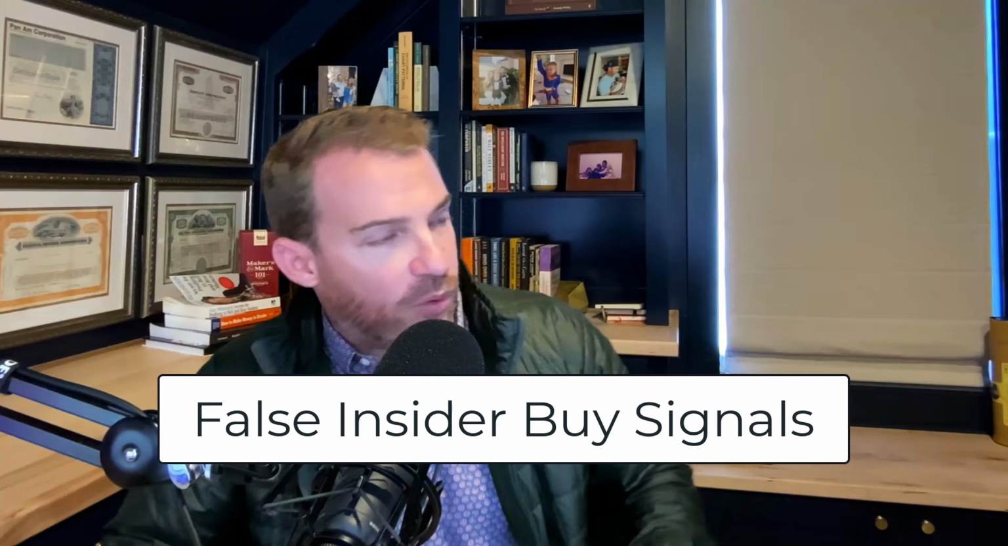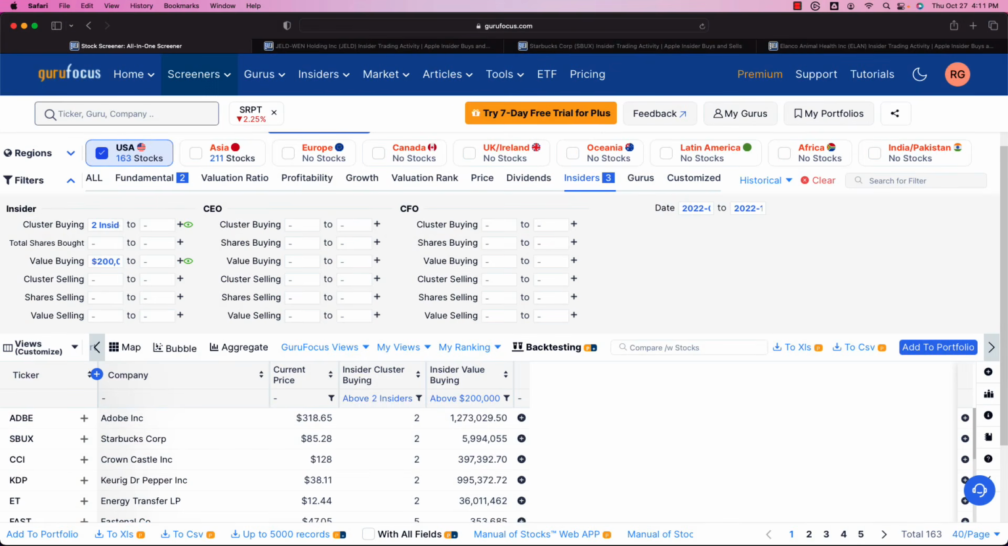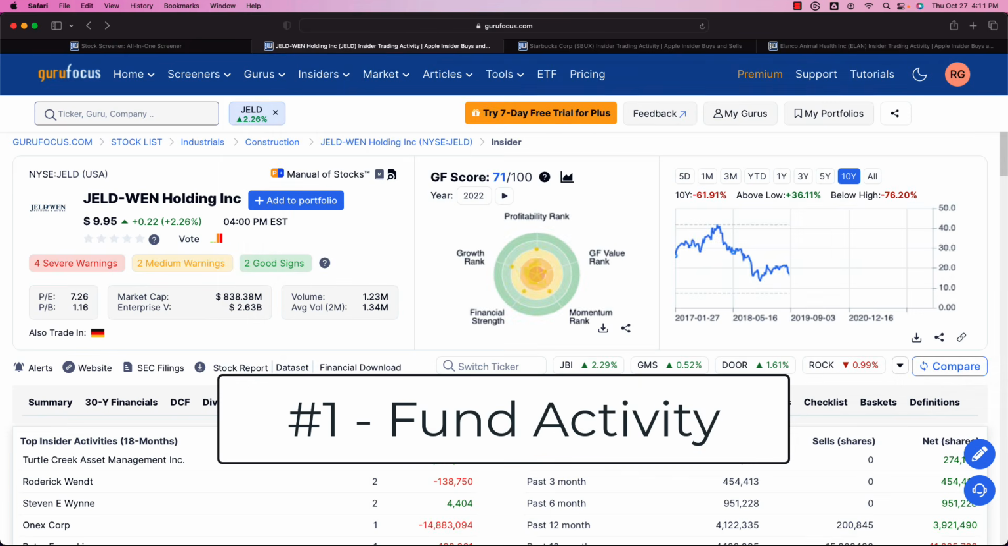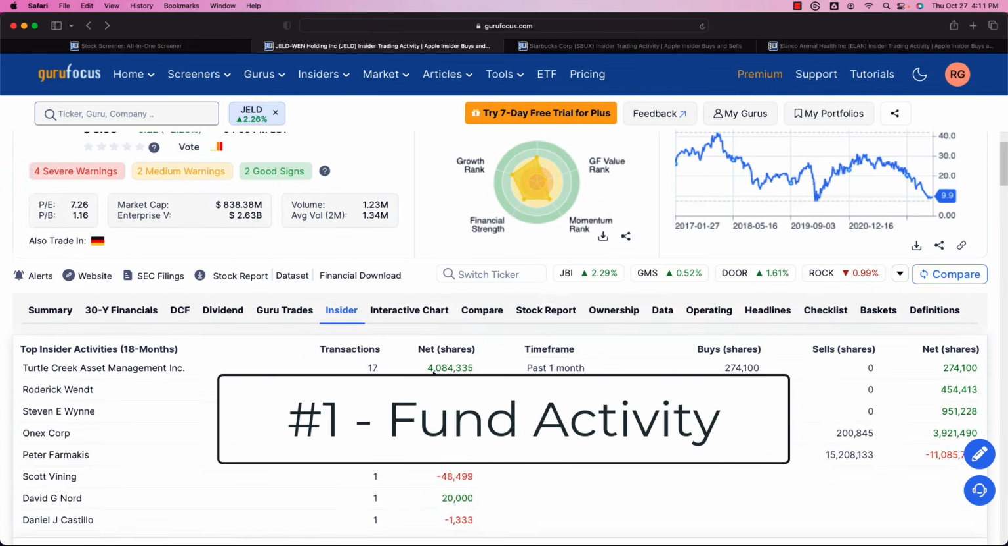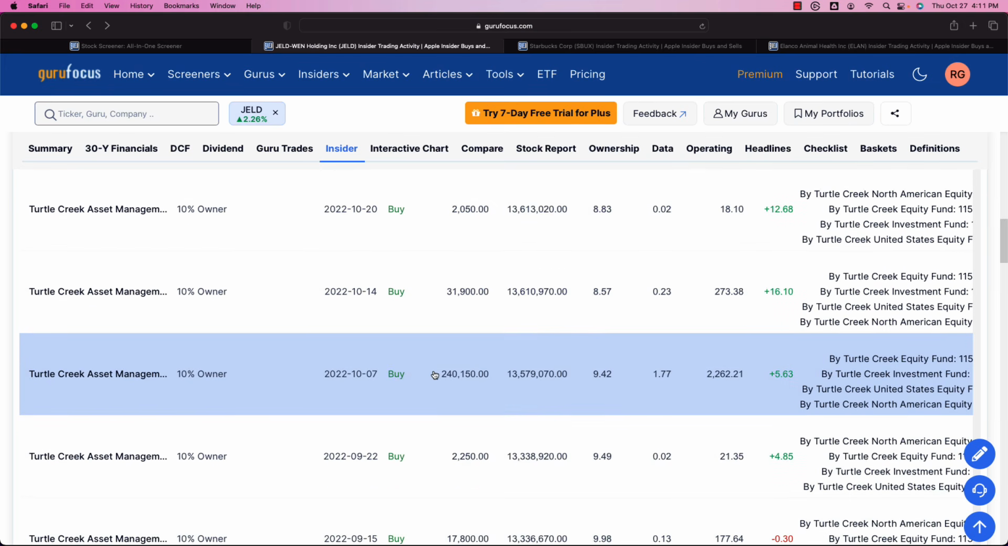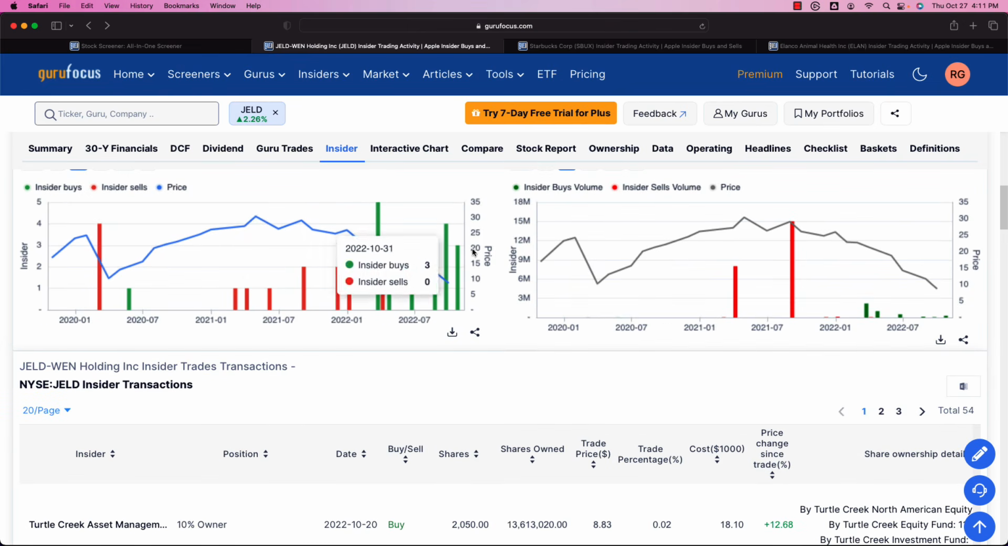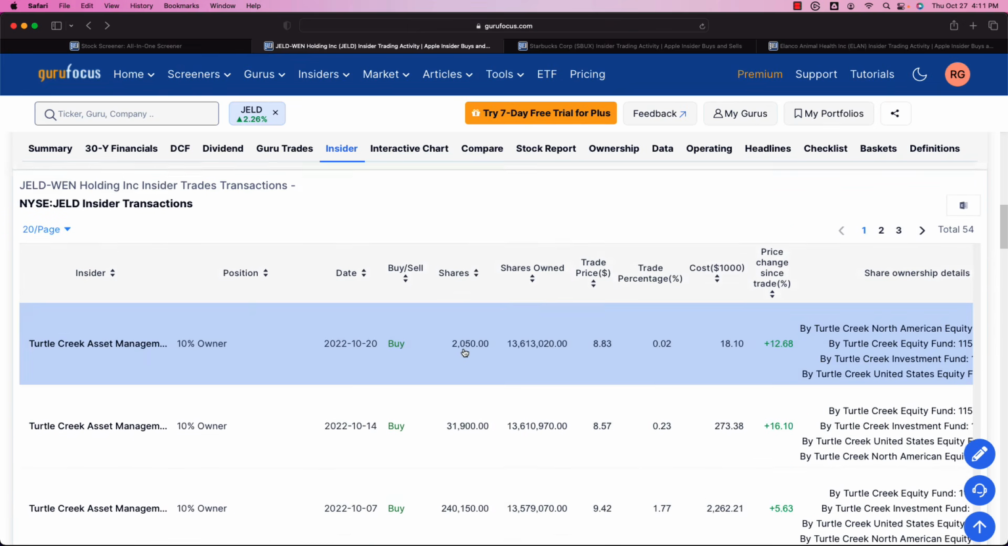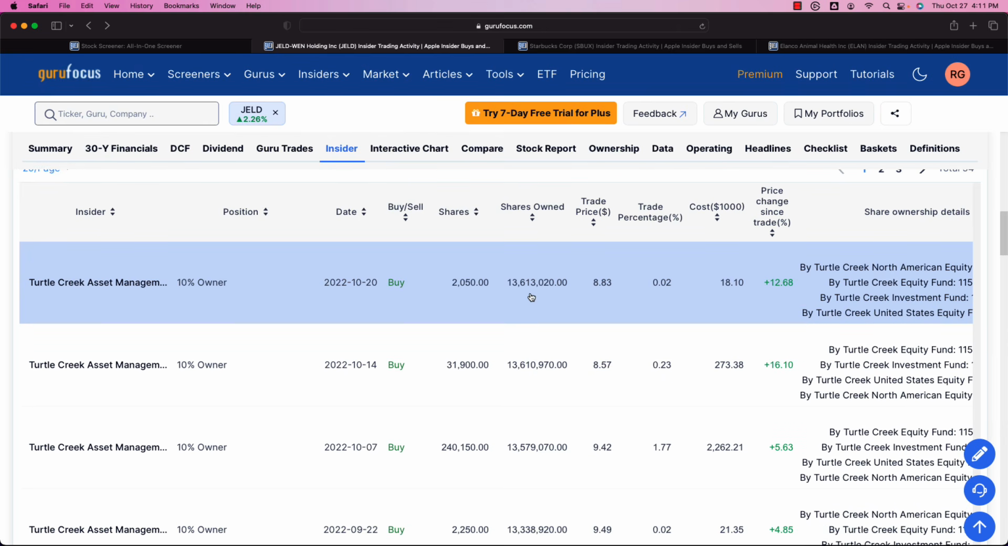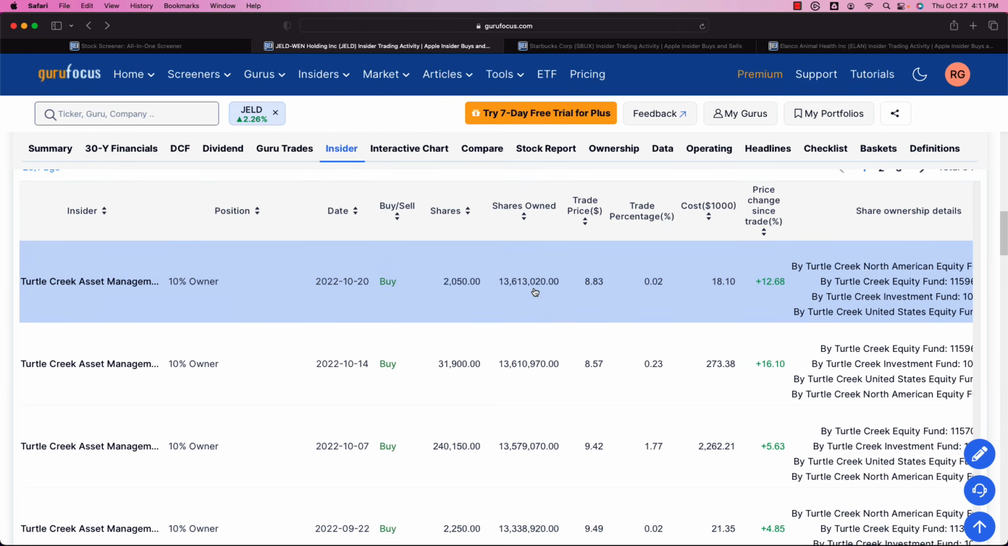So let's go back to our webpage, into our results. 3 main things I want to cover. The first is fund activity. And we already looked at this, so we'll go back to the same example here. This is Geldwin Holding Company, JELD. And when we see the activity here, we look at, oh, look, big cluster of insider buying. But then we see, oh, it's Turtle Creek Asset Management. They own millions, hundreds of millions of dollars worth of stock.